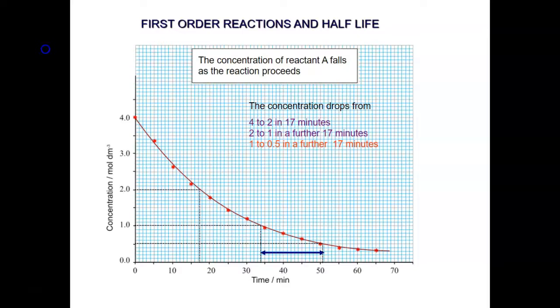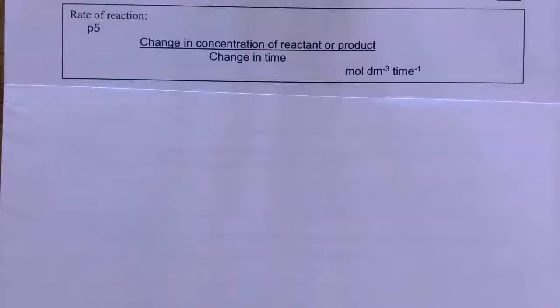Now this indicates that this is a first order reaction because it has a constant half-life. So the time taken for the concentration to halve remains constant. 4 to 2, 2 to 1, 1 to a half, each take 17 minutes. Constant half-life means a first order reaction.